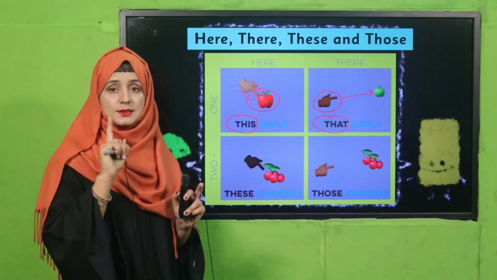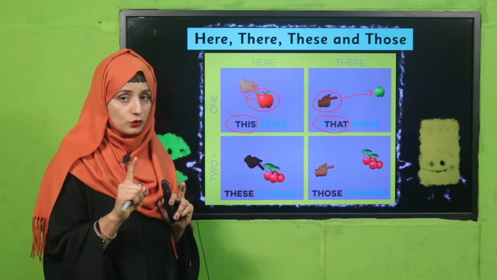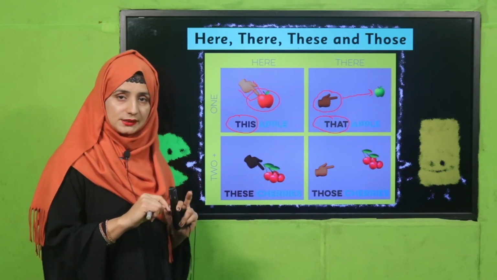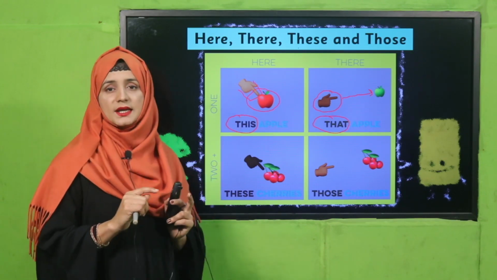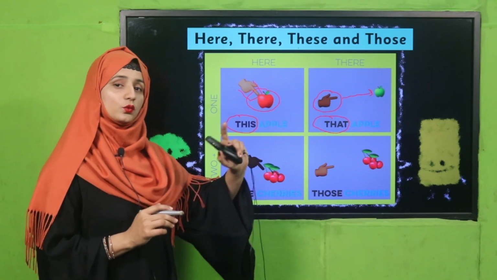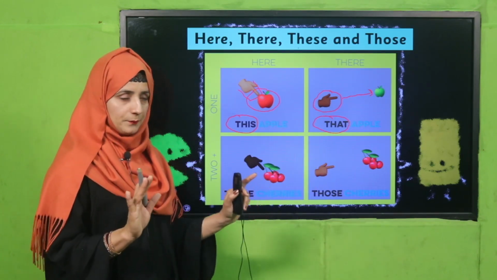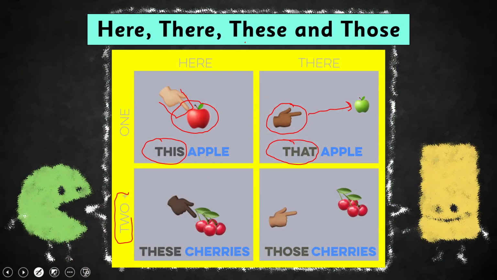And that apple is singular. When there is one person or one thing, what will we use? We will use this or that. This we have to use when the thing is near us, and we will use that when the thing is far away. Have you got that? Good. Next, when there are two or more than two things. It can be two things or more than two things.